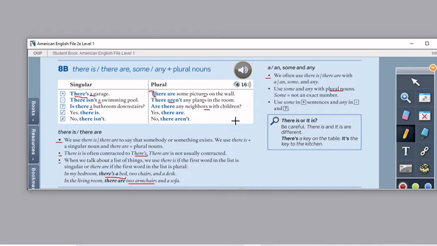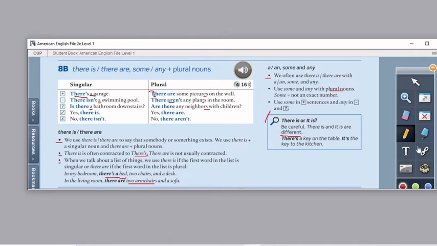Also remember that in affirmatives, algunas, in negative, ninguna, and in questions, ¿hay algunos vecinos? So, some quantity, any quantity, and you are asking for the existence of the neighbors. Finally, you have a blue box. There is or it is. Be careful. There is and it is are different. This is important. Different. Okay?